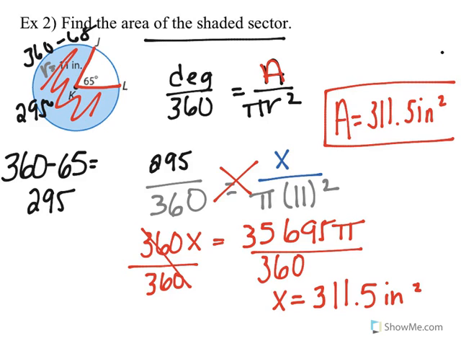Okay? Make sure you're using that formula. Make sure you have the radius. They're not giving you the diameter. Sorry about that. And also make sure they're giving you the angle associated with the sector that you're trying to find.